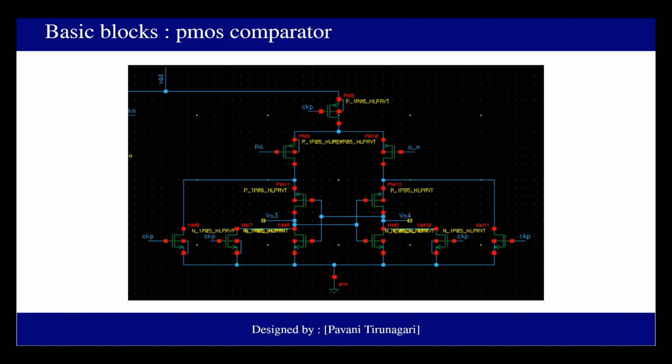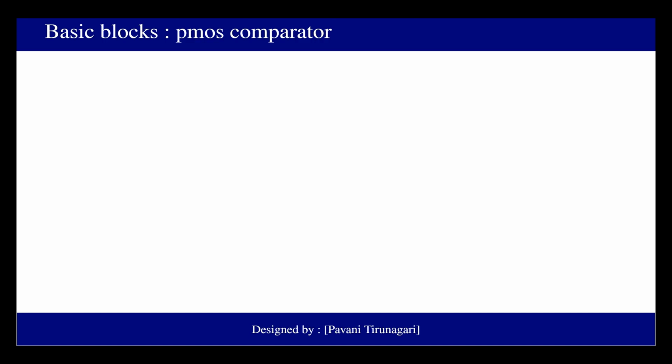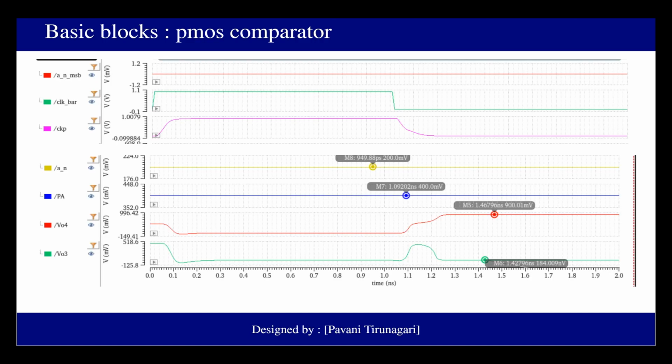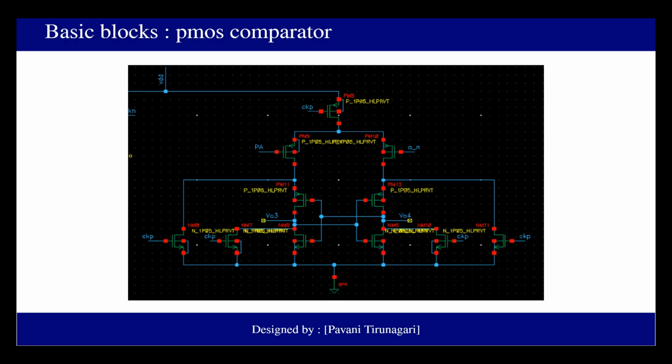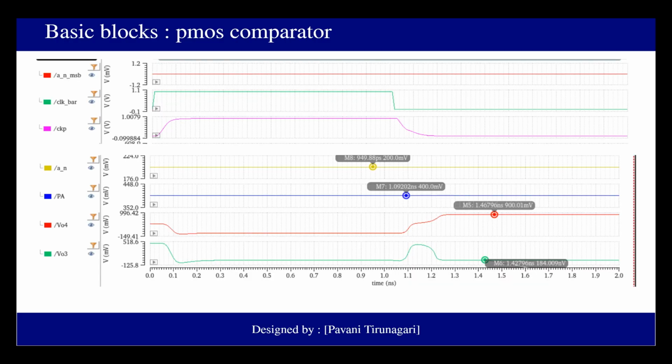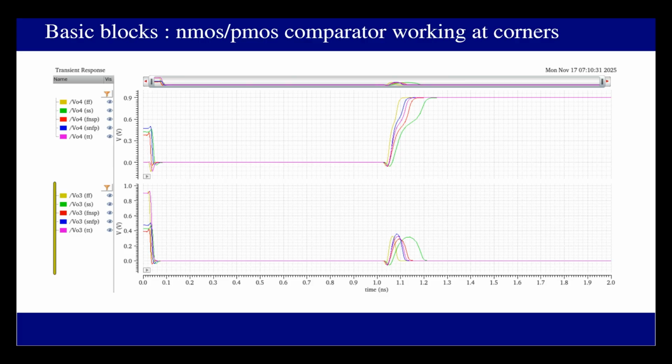Next is the PMOS comparator. In the PMOS comparator, if we have PA greater than alpha n, then the VO4 will go to 1. Again, it follows similar logic to the NMOS comparator. So corner analysis is done on this PMOS NMOS comparator, and we can see basically that the value remains stable, but the time taken to achieve the stable value is different.